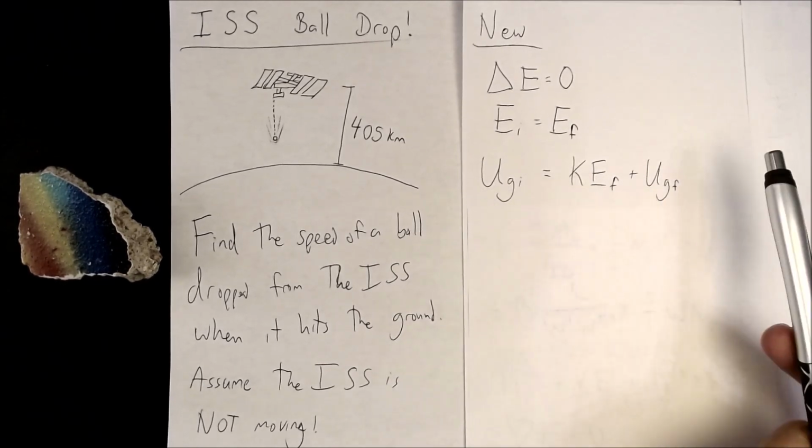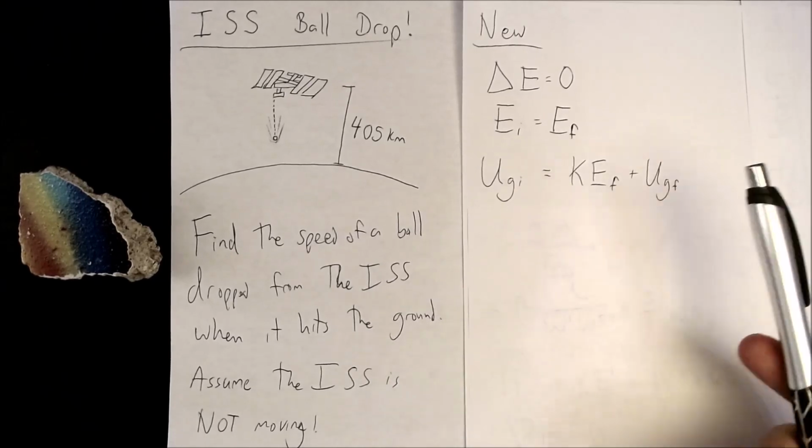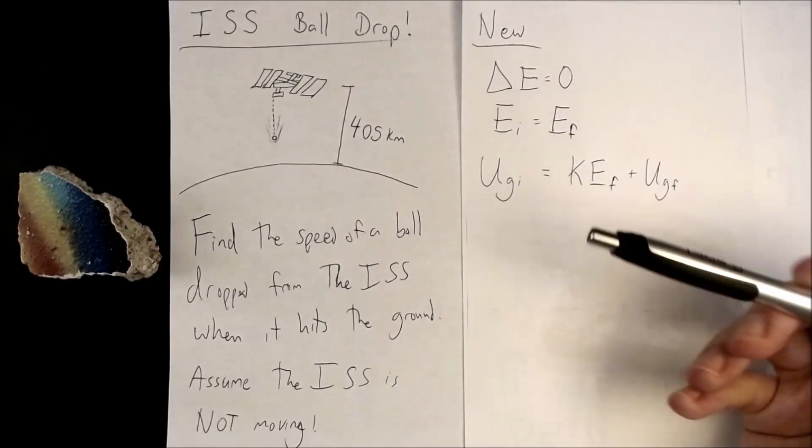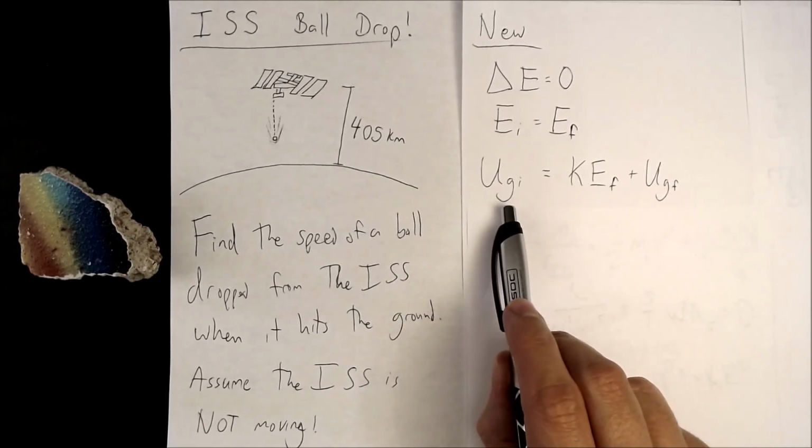Well, why didn't I include rotational? Same thing, nothing's rotating. Why didn't I include spring? Well, there's no springs here. Okay, gravitational potential energy initially.